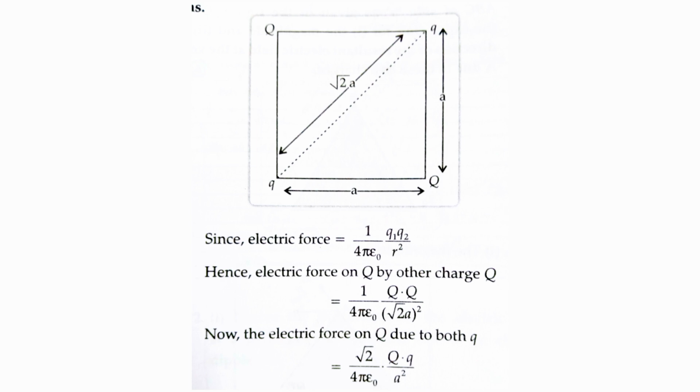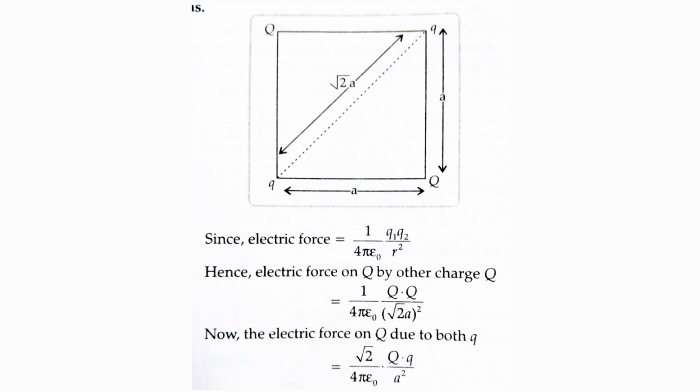Now we can find the diagonal of this square, because the electric force due to all the other charges also has to be found. So what will be the diagonal? Each side has length a, and the diagonal is the third side of a triangle, so we can write it as root 2 a. By the Pythagoras theorem we get the diagonal as root 2 a.